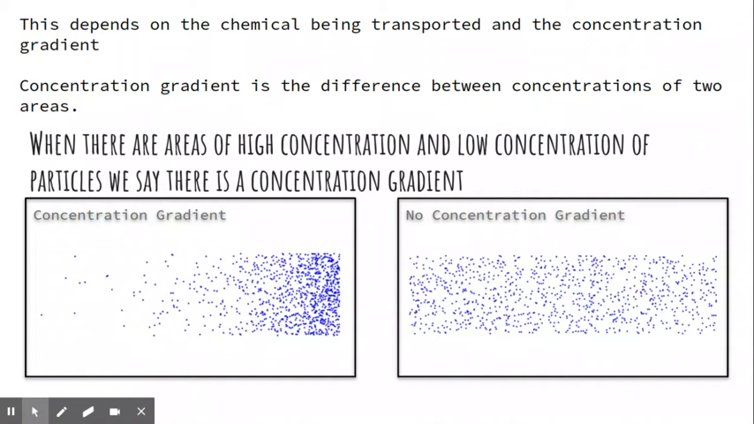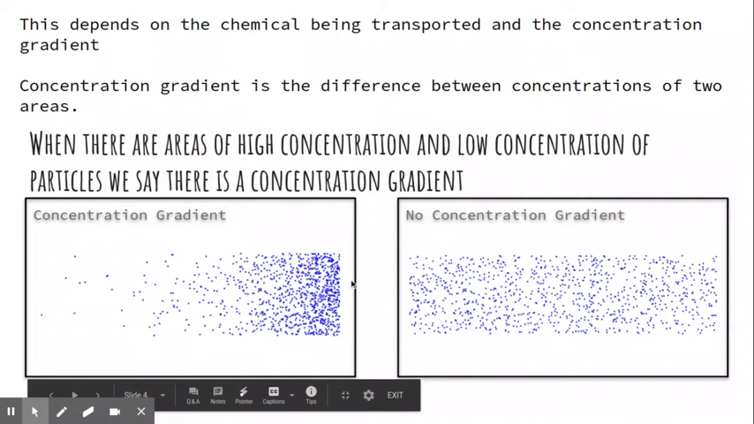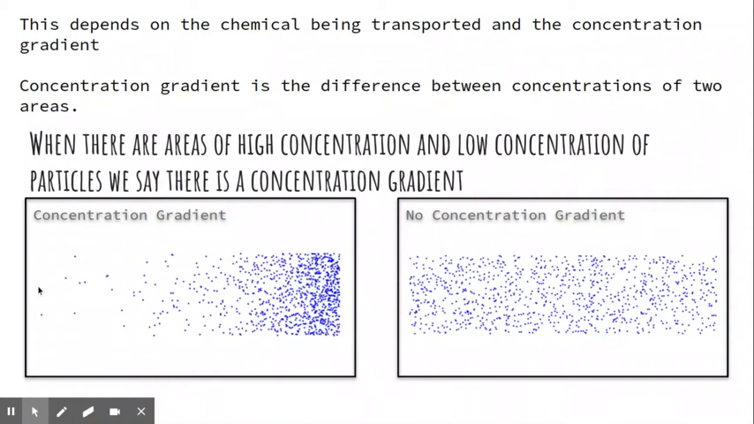So chemicals are transported because of their chemical concentrations, so their concentration gradients. What a concentration gradient means is the difference in the areas that you're looking at. For example, in the pictures below, I have a concentration gradient in this picture because I have a massive amount of molecules on one side and none on the other. So this is called a concentration gradient.